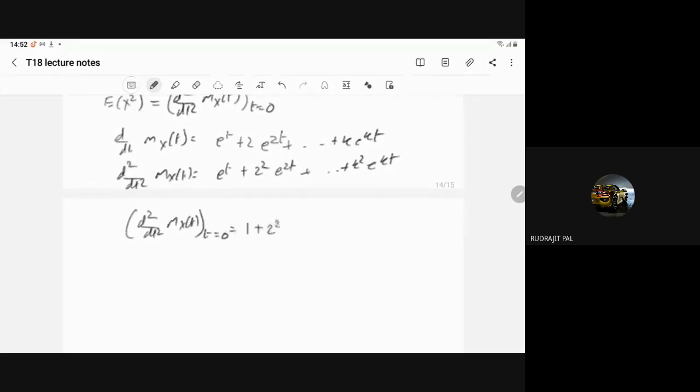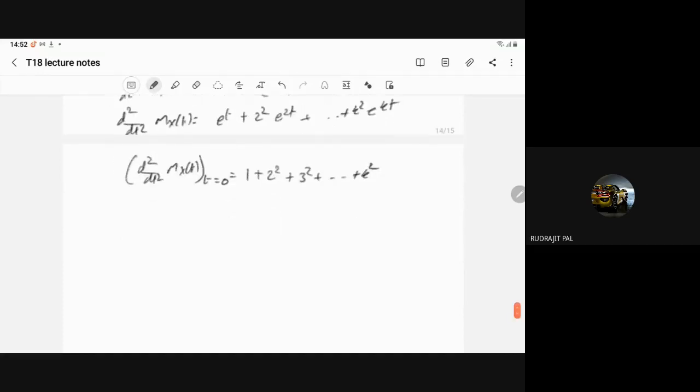it is 1 plus 2² plus 3² plus up to k², which is the sum of squares of natural numbers up to k. Its value will be k(k plus 1)(2k plus 1) divided by 6. So that is E[X²]. In this way we can compute it.